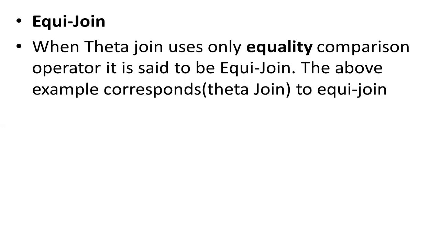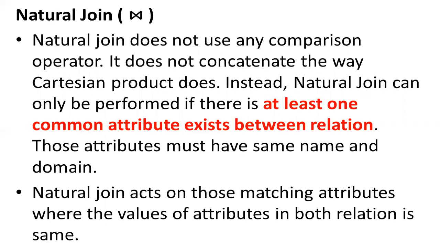The above example corresponds to the theta join. Theta join is EQ join. Okay, then the next one is natural join. In the natural join, the condition is somewhat different. That means at least one common attribute exists between the relations. That is the condition.